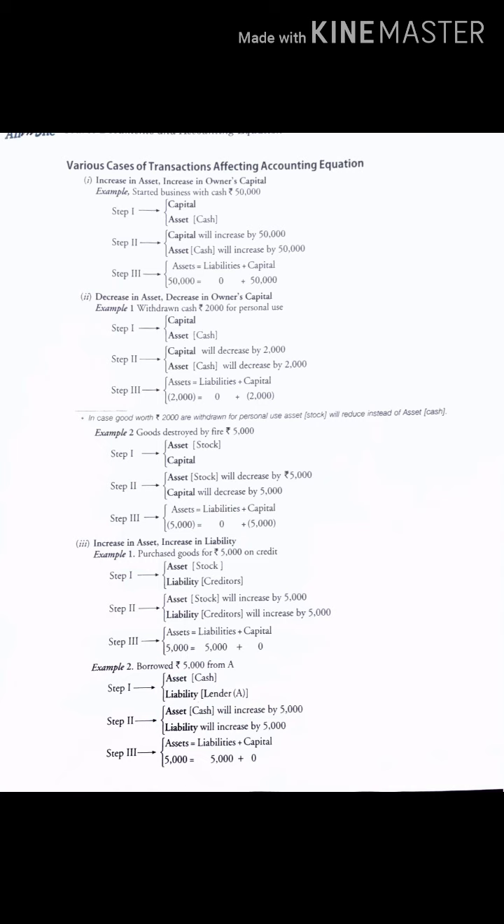Okay. Now next is decrease in assets, decrease in owner's capital. Let's take an example: withdrawn cash 2000 for personal use. Do remember, I have already told you all the terms. Personal use, that means any withdrawal for personal use is what? Drawings. Okay, so do remember, any withdrawal by the proprietor for personal use is drawings. So what is this? Withdrawn cash 2000 for personal use.